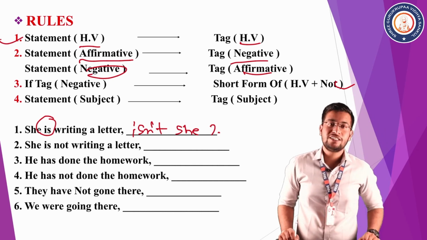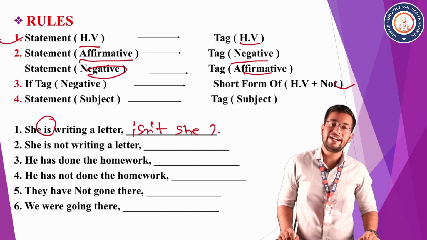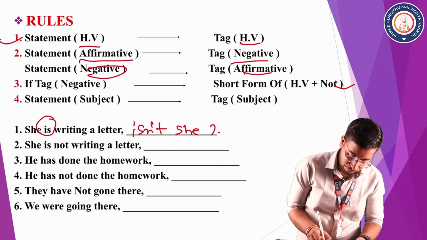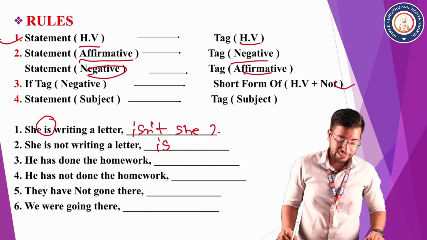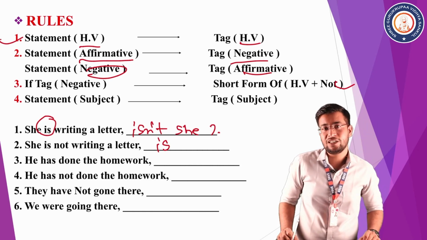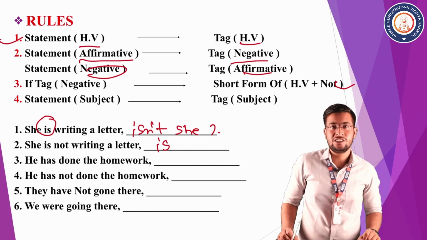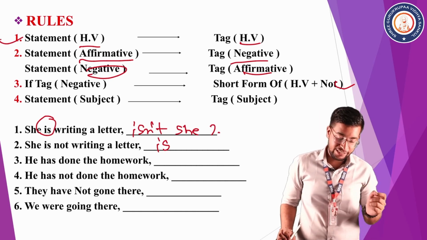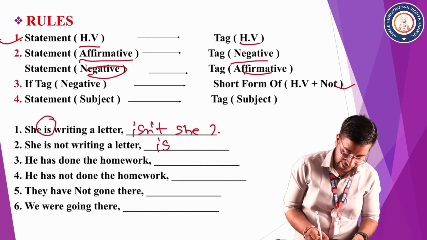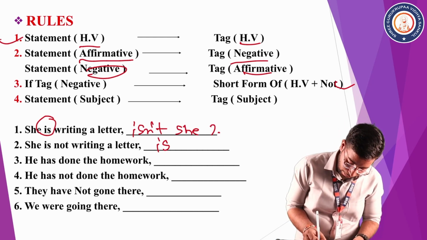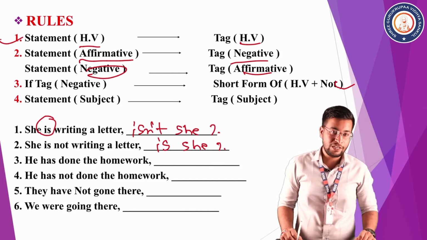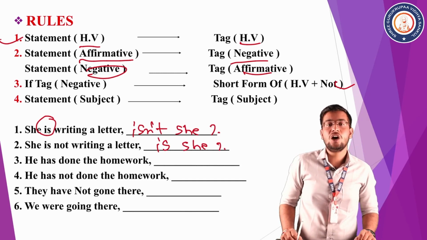Now let's look at the second example. She is not writing a letter. In this example, is is our helping verb. Now dear students, if you look at this example clearly, it is a negative sentence. So the is will remain is only. So we will write is and then will come she. So it will be is she. I think it is clear to you. Now let's move to another example. He has done the homework.